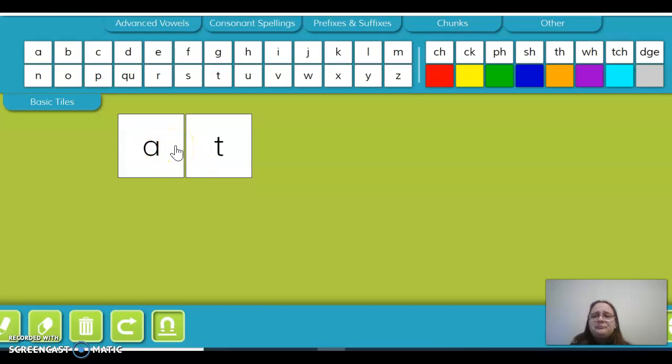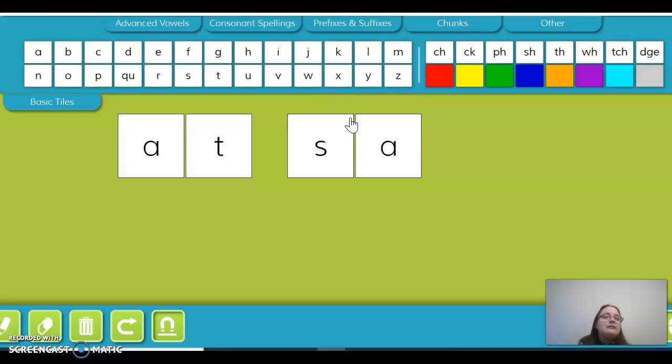Okay? Now we're going to spell the word sat. Sat. So first we have our S, which is our S. S, which is our A. Sat, which is our T. So we have sat. And remember, we know that our AT says at. So we have at and sat.